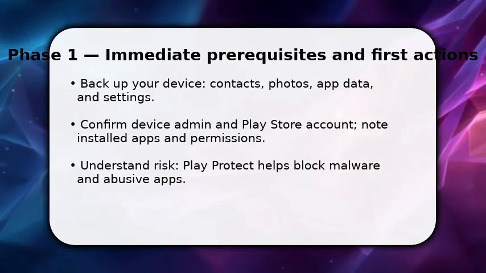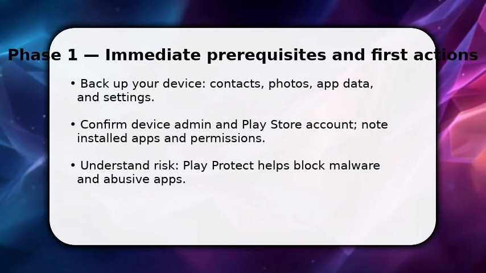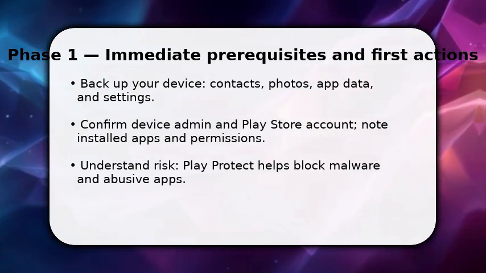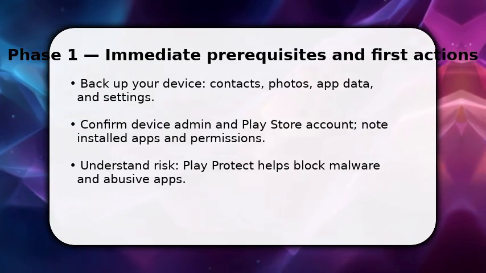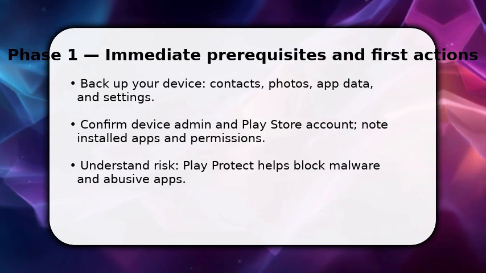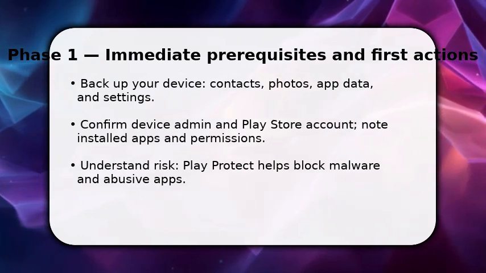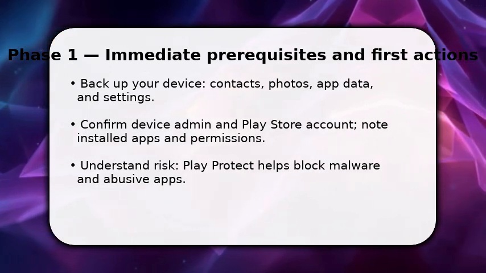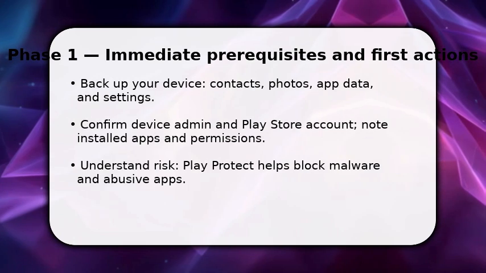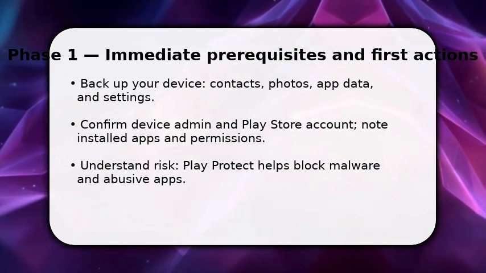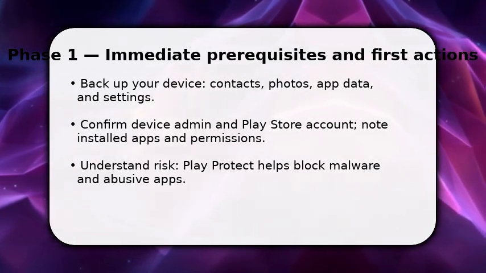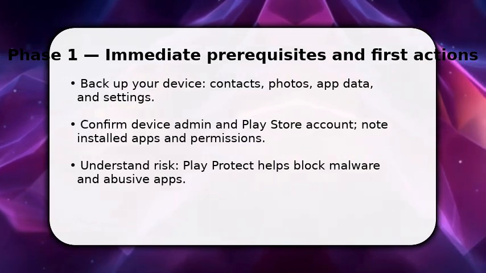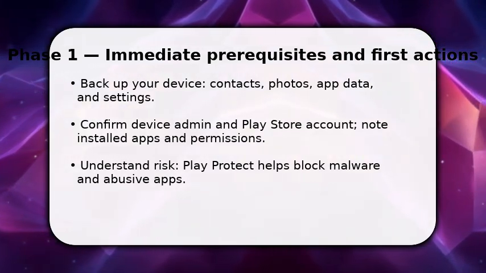You start by pausing and assessing why you think removing Play Protect is necessary. It protects your device. Once done, back up everything: photos, contacts, app data, so you can recover if needed. Make sure you know which Google account and device admin policies are active. Note recently installed apps and special permissions. You should also update Play Store and Google Play services so you're testing against current behavior. Doing these steps protects you and gives a safe baseline before making any changes.